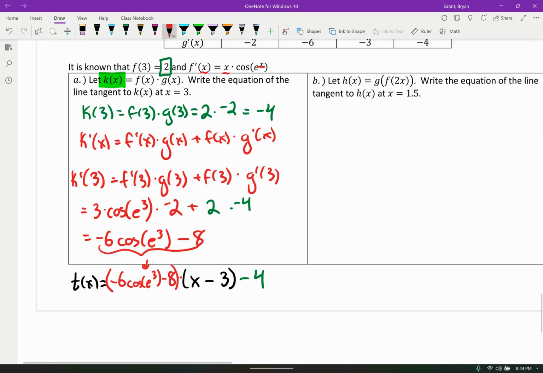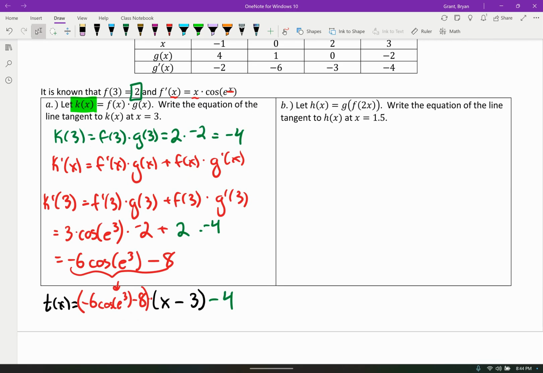Okay, let's go ahead and try one more. Let h of x equal g of f of 2x. Write the equation of the tangent line at x equals 1.5. So we'll do one more tangent. Not sure how much space we'll need. And we'll have our x minus 1.5 right here.